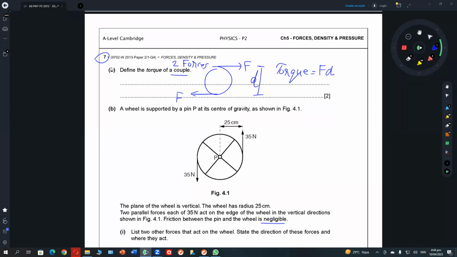What do you guess? I can only think of the normal reaction right now. Friction, because friction was a good option. Friction was a very good option, but he himself has negated it. So let's keep that.